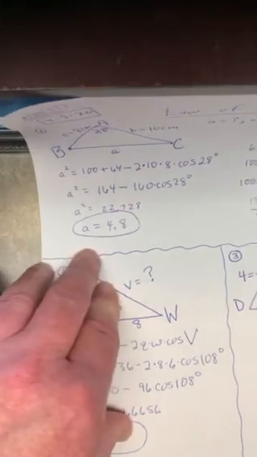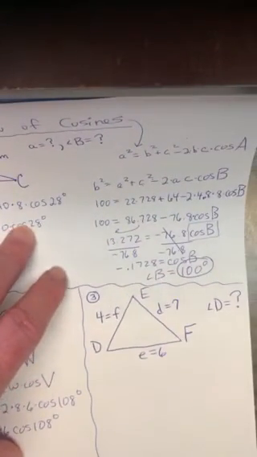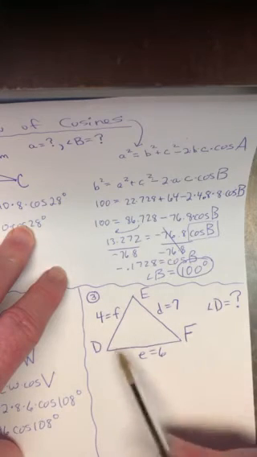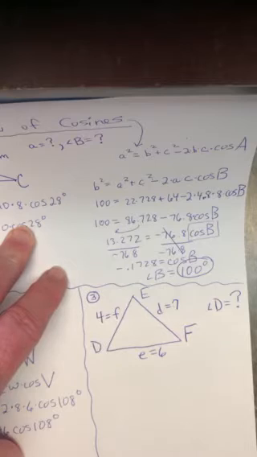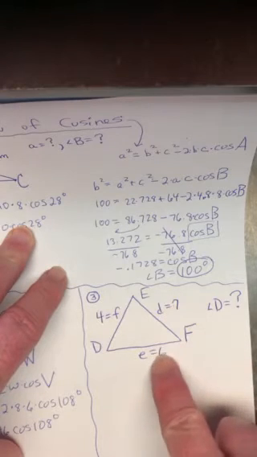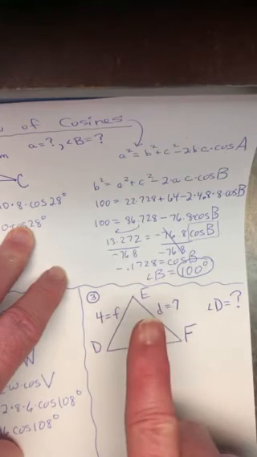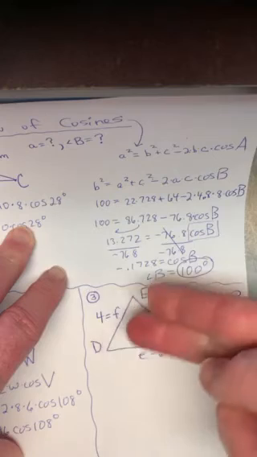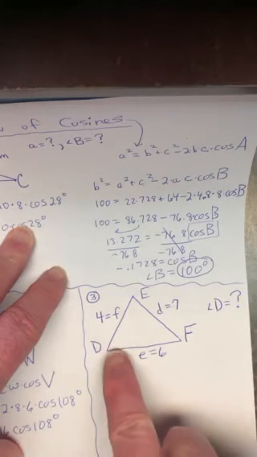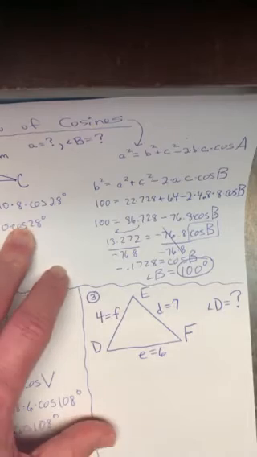Finally, our grand finale for the day. Problem 3. What if, oh my goodness, they give me triangle DEF and they tell me all 3 sides. Side D is 7, E is 6, F is 4. Isn't it amazing that just because we know how big all 3 sides are, that we can find how big angle D has to be? That's amazing. So here we go.